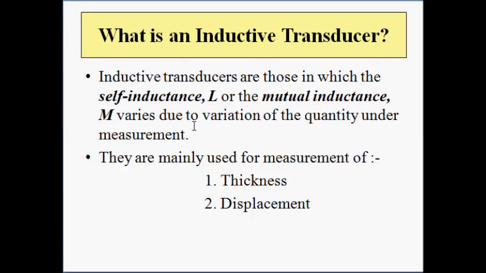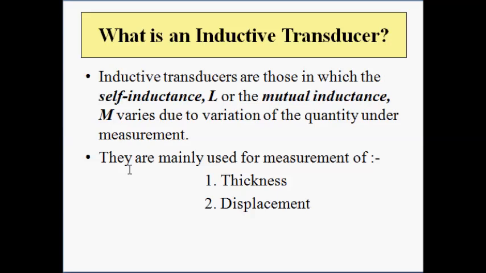Inductive transducers are devices in which the self-inductance, denoted as L, or the mutual inductance M, varies due to variation of the quantity under measurement. In this case, as we are measuring thickness, when there is a change in the thickness of the material, there will be a change in the self inductance or the mutual inductance. So the inductive transducer basically converts change in thickness into a change in inductance. The output will be inductance and the input will be change in thickness.